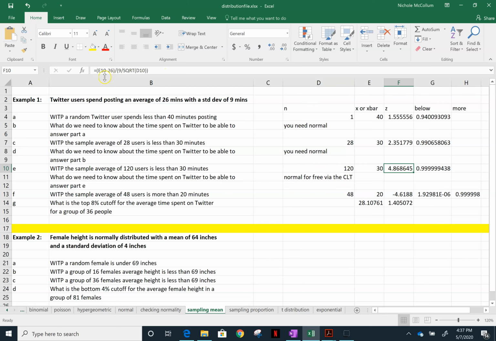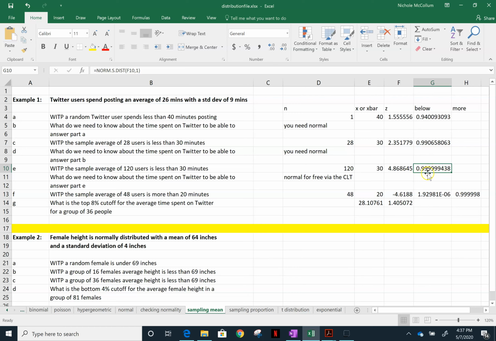X bar, I should say, because that's average. X bar minus mu divided by the new spread factor. And the new spread factor is sigma, or 9, divided by the square root of N, 30. Once we have Z, then we can go and find the probability underneath. And in fact, it's always fun to see, look how many 9s you get.